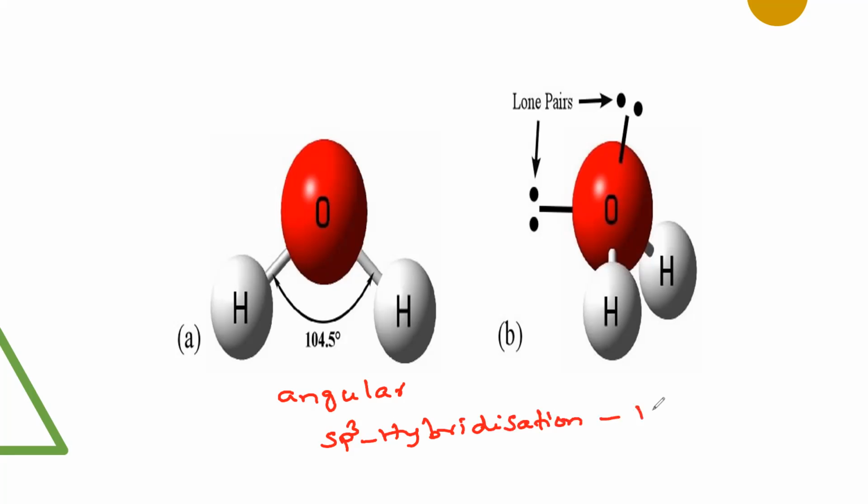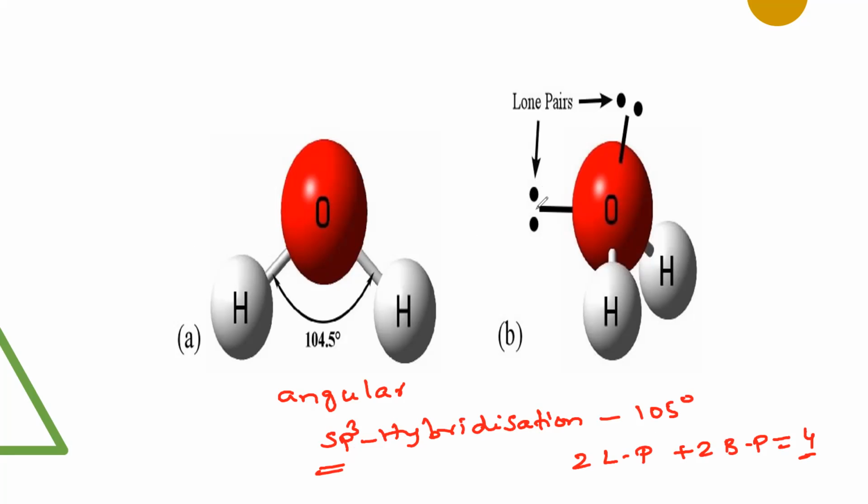Bond angle is 105 degrees and it contains two lone pairs. It contains how many lone pairs? Two lone pairs and two bond pairs. So that's why it is making total 4. So that's why it is undergoing sp3 hybridization. So this is the shape of water molecule.